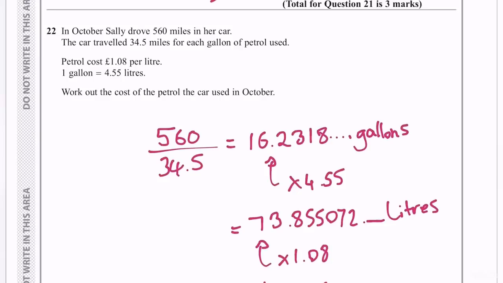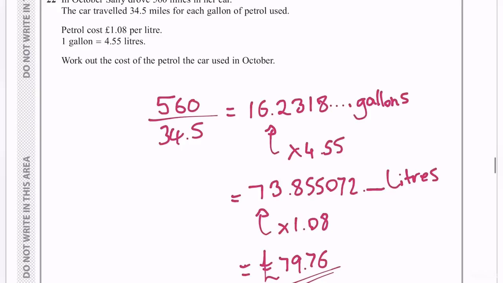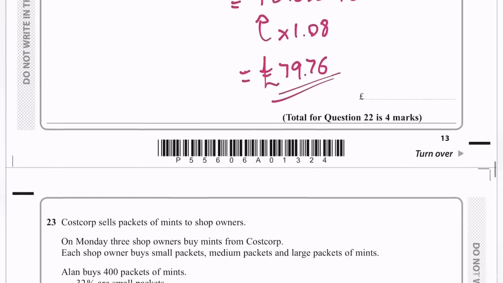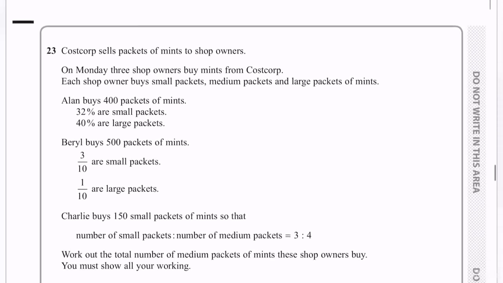Quite nasty numbers in there, but it says she drove 560 miles and she got 34.5 miles for every gallon. So we were able to work out how many gallons she must have used. Not a very nice number, so always leave the number on your calculator display. We're then able to turn that into litres by timesing it by 4.55, the conversion there. And then once we had it in litres, we could work out the cost. Again, just leaving all those horrible digits on your calculator display.